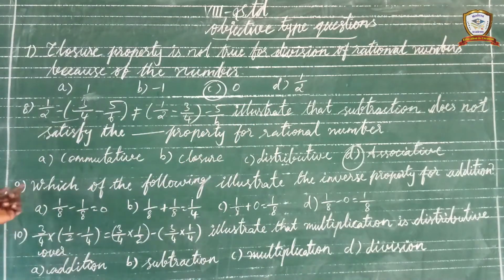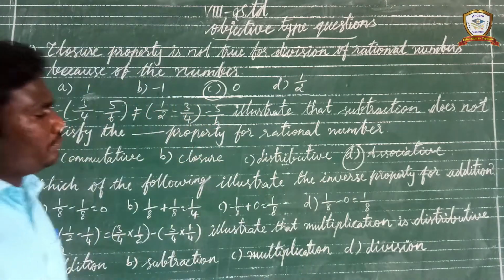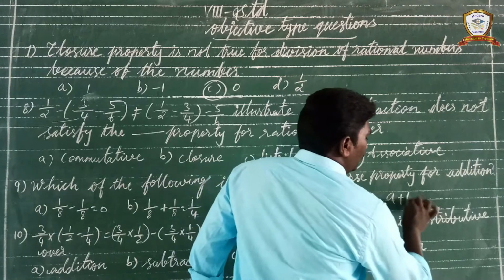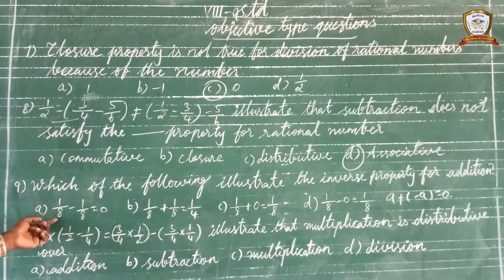Okay. The next one, ninth one. Which of the following illustrates the inverse property for addition? Inverse property for addition is a plus (minus a) is equal to 0. So which option? a is equal to 1 by 8, so plus minus 1 by 8 is equal to 0. So this option only, correct answer.